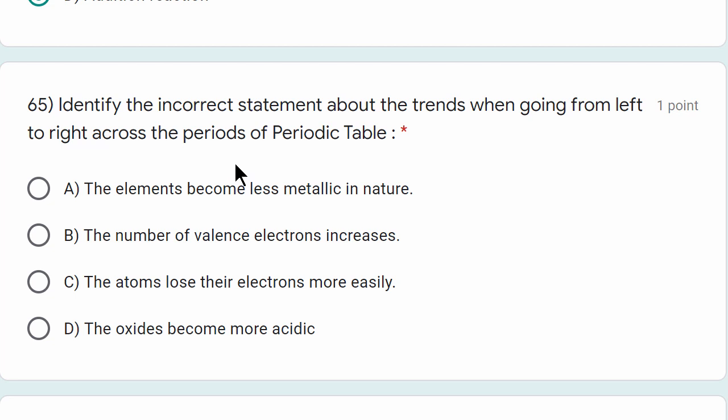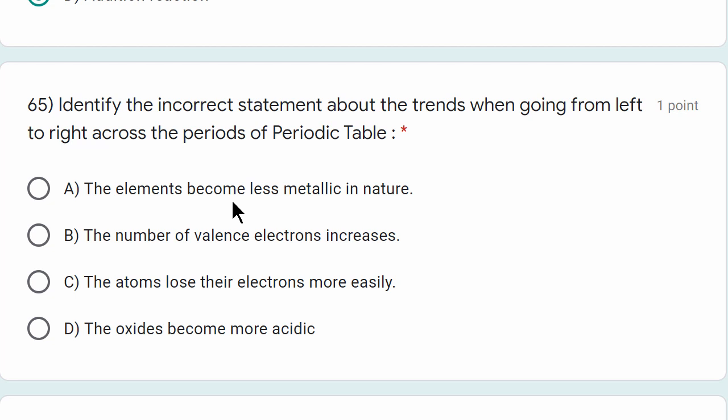Now, this is a very interesting question. Identify the incorrect statement. Okay, incorrect statement. Yavadu statement tappu anta keliyare. That about the trends when going from left to right across a periodic table. So the incorrect statement yavadu nodana. The elements become less metallic in nature. Illa, actually this is correct.